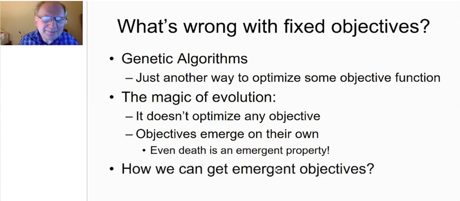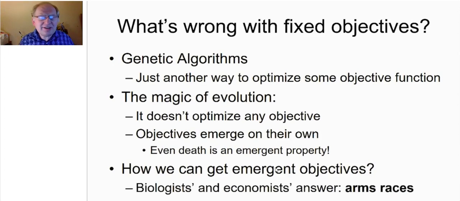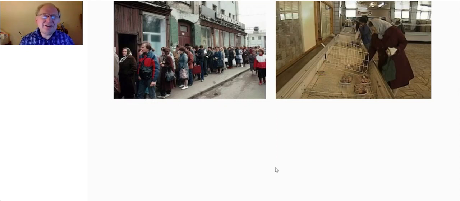It's a fascinating subject, but basically, can we get some of this magic into our models? How can we get emergent objectives ourselves? And of course, if you ask the biologists or you can ask the economists, they give you the same answer: arms races.